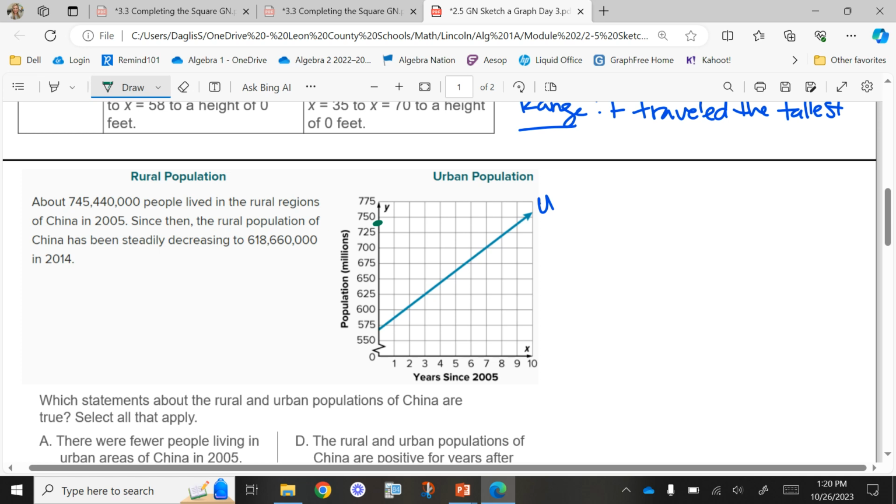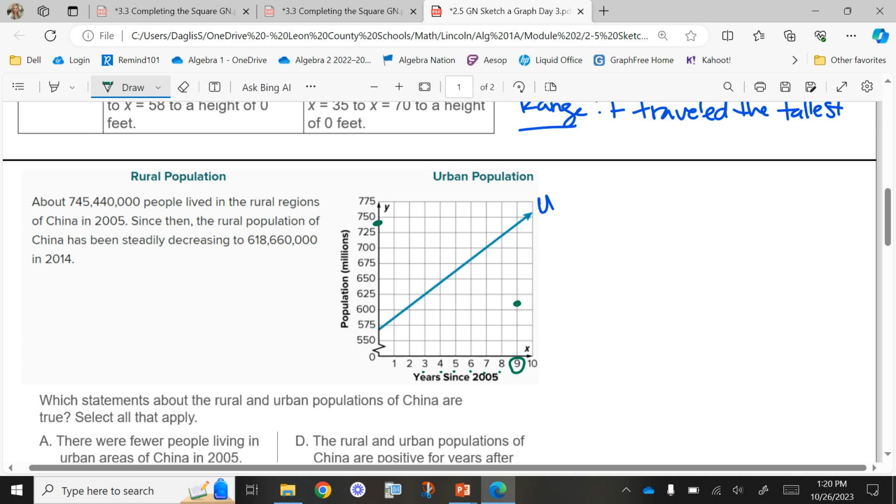What are these? These are years since 2005. So 1 is really 2006, right? 2 is 2007. Does that make sense? 2008, 2009, 2010. Yeah? 11, 12, 13, 14. So 9 years. Does that make sense? It represents the year 2014. It's been 9 years since 2005. Okay, so 9, and then what did it say? 618? So about right here.